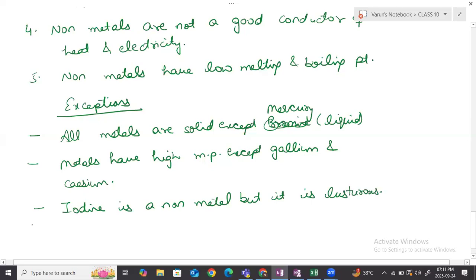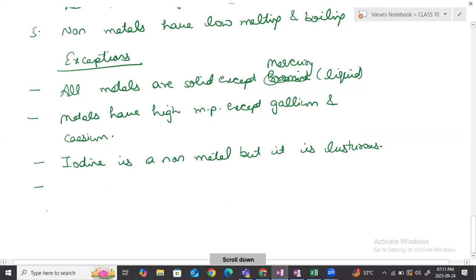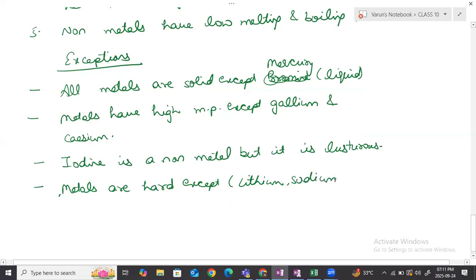Okay. Next is alkali metals. Metals are hard basically, right? Metals are hard except lithium, sodium and potassium. Lithium, sodium and potassium are soft. They can even be easily cut with a knife.